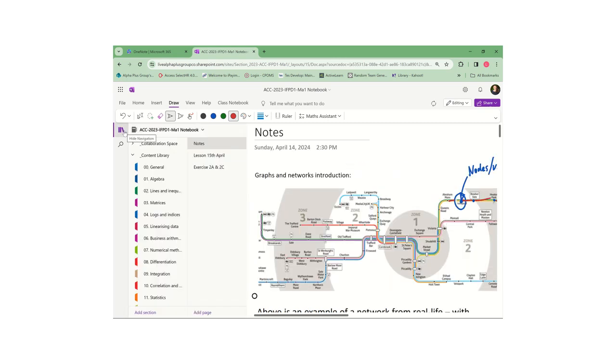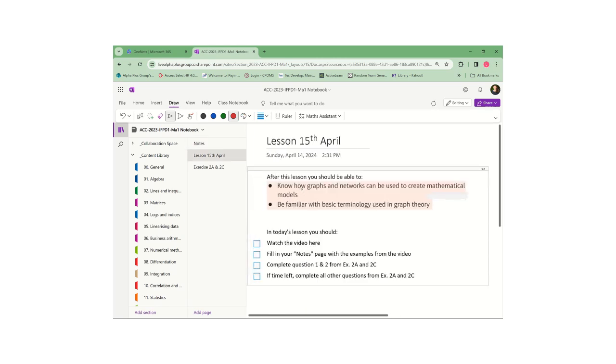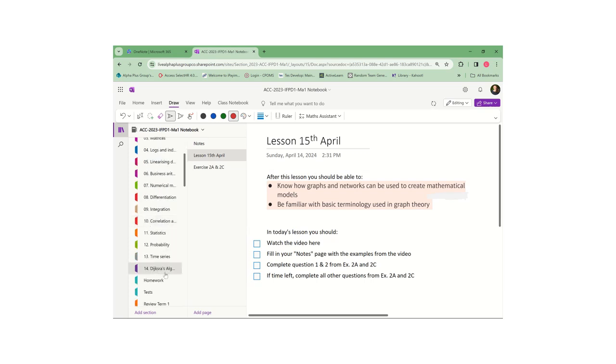That in a nutshell is what this section is going to be all about, this section and the next section that we'll look at next week. So by the end of this lesson, we want to know how graphs and networks can be used to create mathematical models, and also be familiar with some basic terminology used in graph theory. There are lots of weird and funny words in this section of work that I'm going to introduce you to today, so that we can start to look at this thing called Dijkstra's algorithm. So you'll notice that the section in OneNote is called Dijkstra's algorithm. It's a way of finding the shortest path between two vertices in a network, but we'll come to that later.